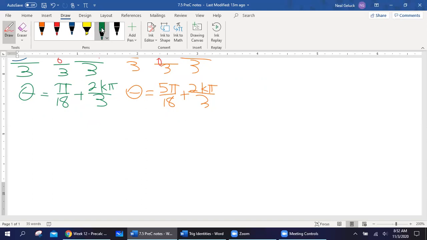So the first answer I would be getting would be if I plugged in 0 for k. So in both of these, in the green and the orange, if I plugged in 0 for k, well, on the green side, that would just get rid of the 2k pi over 3. So pi over 18 is an actual answer. What I'm going to keep doing is hopping back and forth. So now I'm going to go to the orange one. If I plugged in 0 for k, you'd just be left with 5 pi over 18. Okay, now I'm going to turn it up to k equals 1.